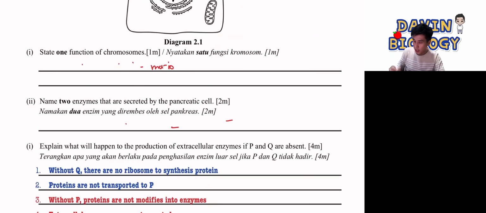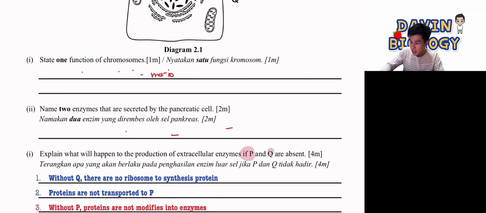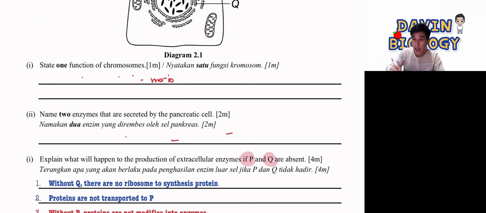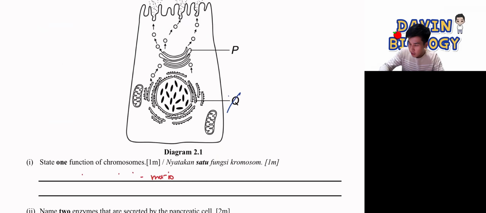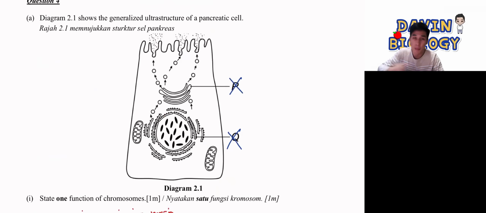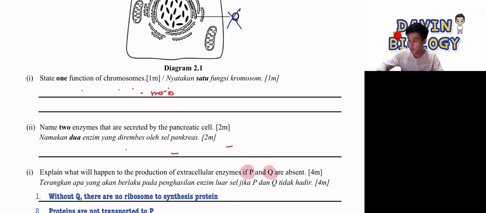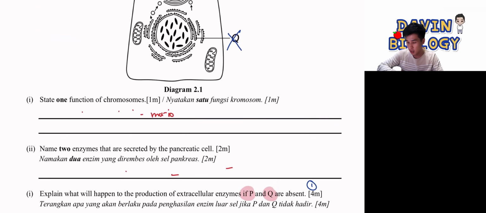What will happen to production of extracellular enzyme if P and Q are absent? So same, if I remove rough ER, remove Golgi apparatus, what will happen? Out of these 4 marks, one of the marks is very easy: do you think you can produce enzyme or not? Answer, of course, is no. So if you mention extracellular enzyme cannot be secreted or produced, then you get 1 mark. But you have to explain why it cannot.